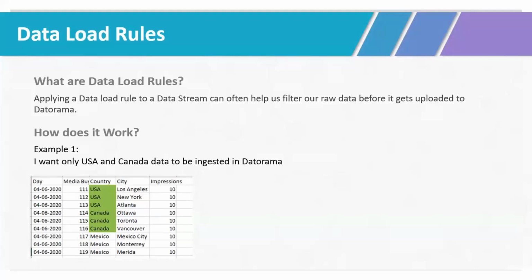A data load rule is nothing but it helps us filter our raw data before it gets uploaded to Datorama. We have talked about it, right? So if we have data from 5 or 6 agencies and we are interested in 2 agencies' data, or we have data for the entire worldwide and we are interested only in the US and Canada, we need to filter it out first-hand. Can't we filter when the data is in? Definitely we can, but why do we do it at the first?